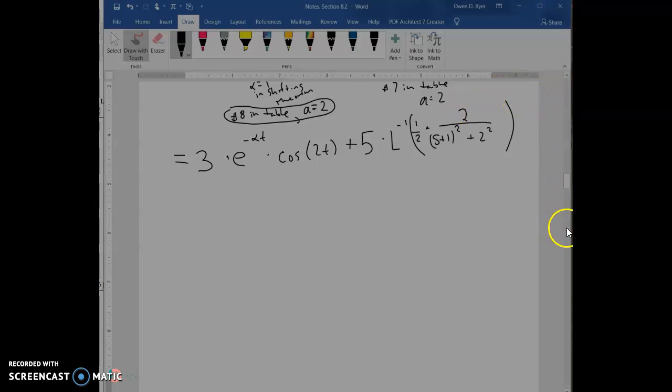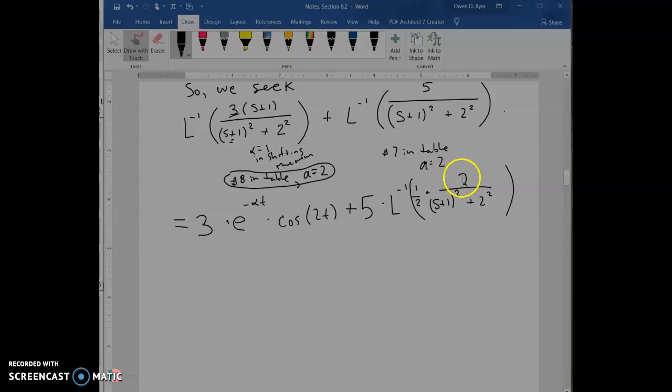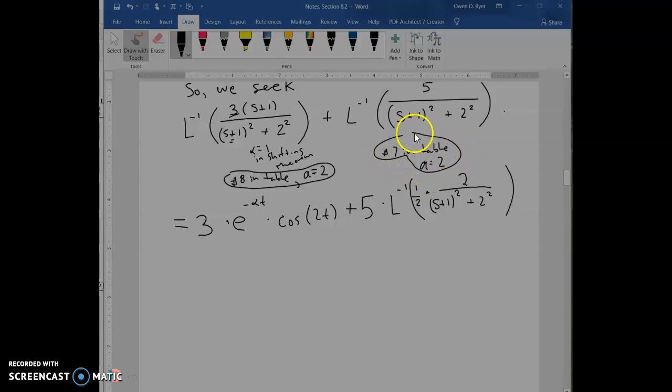And let me go back and show you what we had here again. Yeah, I can just insert the 2 there, so I have a 2 in my numerator to fit the form of what we have in table number 7 with a equals 2. So I have a over s plus 1 squared plus a squared. And I pulled out the 5, and this 1/2 I can pull out, so this just becomes 5/2. Because of the shift, I again have e to the negative alpha t, where alpha is 1. And then this becomes the sine of at.